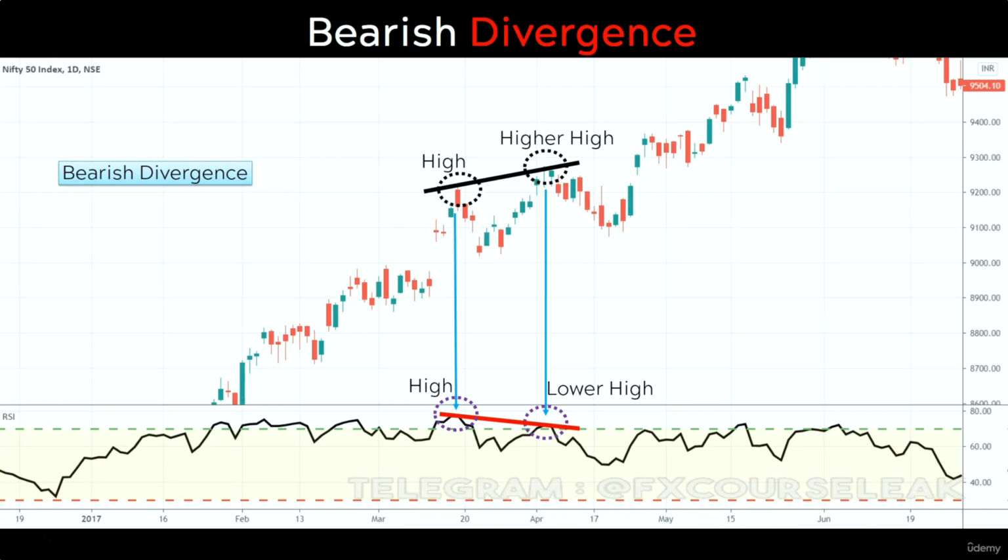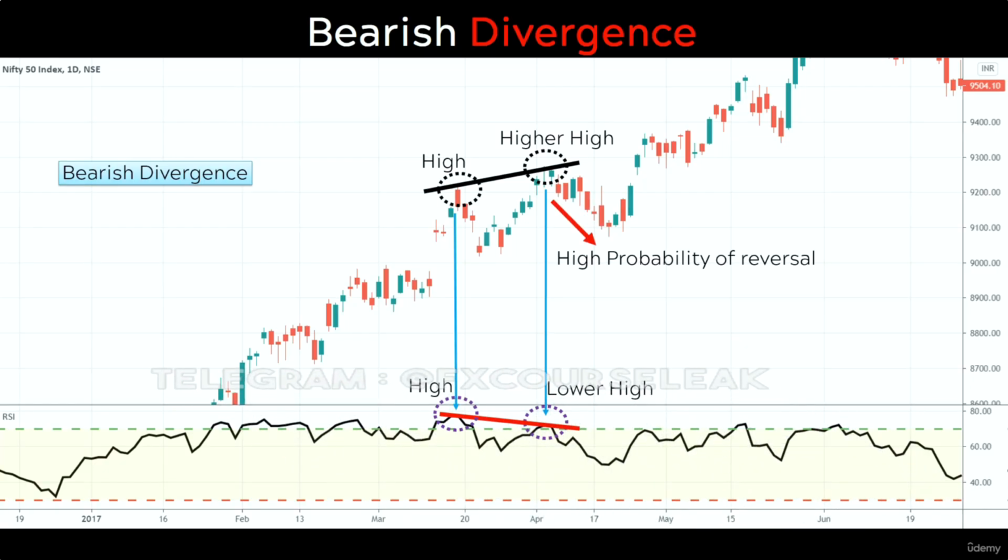Friends, as per divergence theory, this bearish divergence pattern indicates a high probability of price reversing to the downside. And you can also notice that price indeed made a reversal after formation of this bearish divergence.